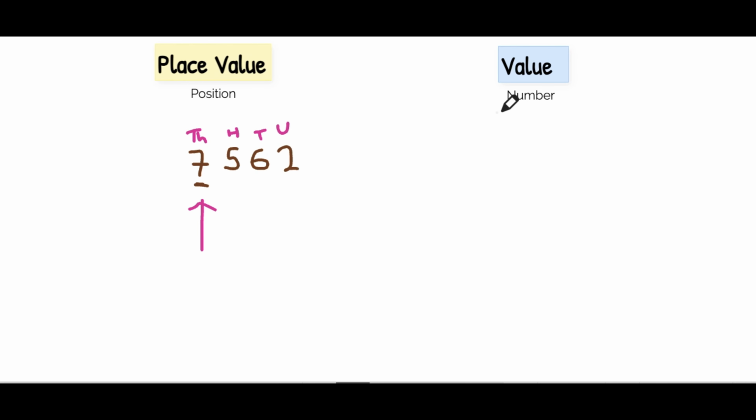But when we talk about the value, we're talking about the numerical value. The easy way: if they ask what is the value of the 7, you put the 7 there and you just put zeros. So basically the value of the 7 is 7,000.